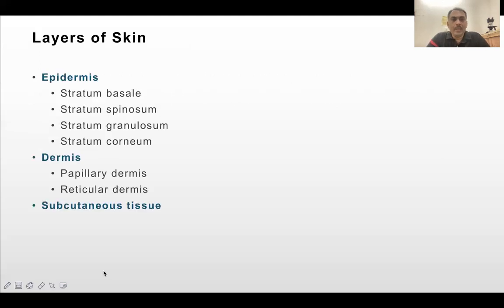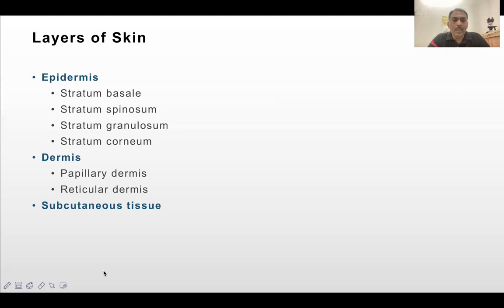The skin is basically divided into three layers: the epidermis, the dermis, and the subcutaneous tissue. The epidermis is the uppermost part of the skin, which consists of four layers: the stratum basale, the stratum spinosum, the stratum granulosum, and the stratum corneum. These four layers are named from below upwards, the stratum corneum being the topmost layer of the skin, which consists mainly of dead skin cells.